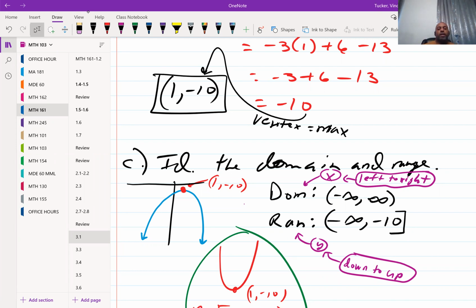As we mentioned, our parabola is concave down. So we have our max, the highest value. Now your domain is going to go from left to right. It's going to continue to get wider and wider. So that would go from negative infinity to infinity as far as our domain is concerned. For all of these parabolas, your domain will always be negative infinity to infinity. That will always be the case for you when it comes to the parabola.